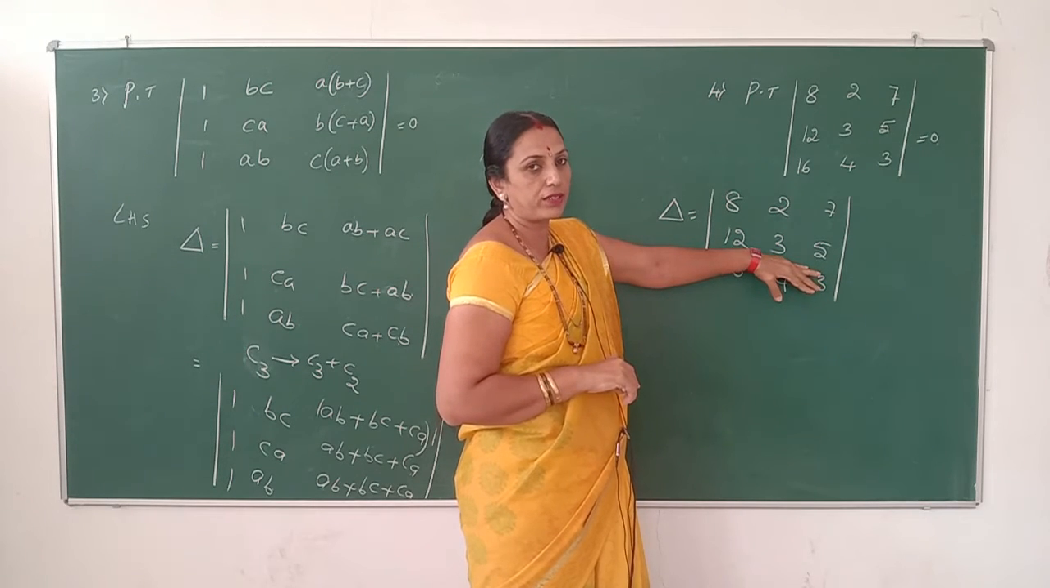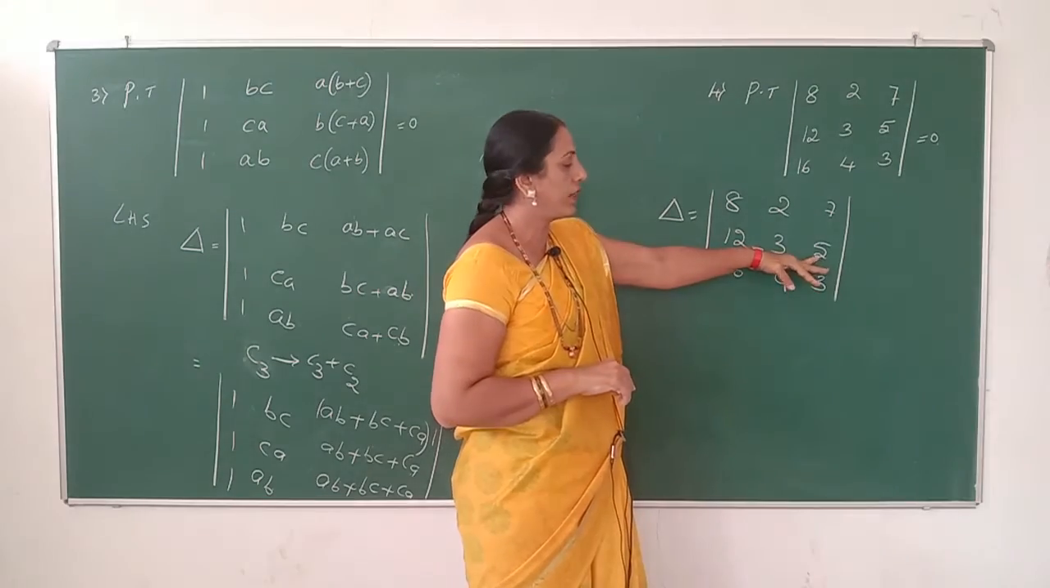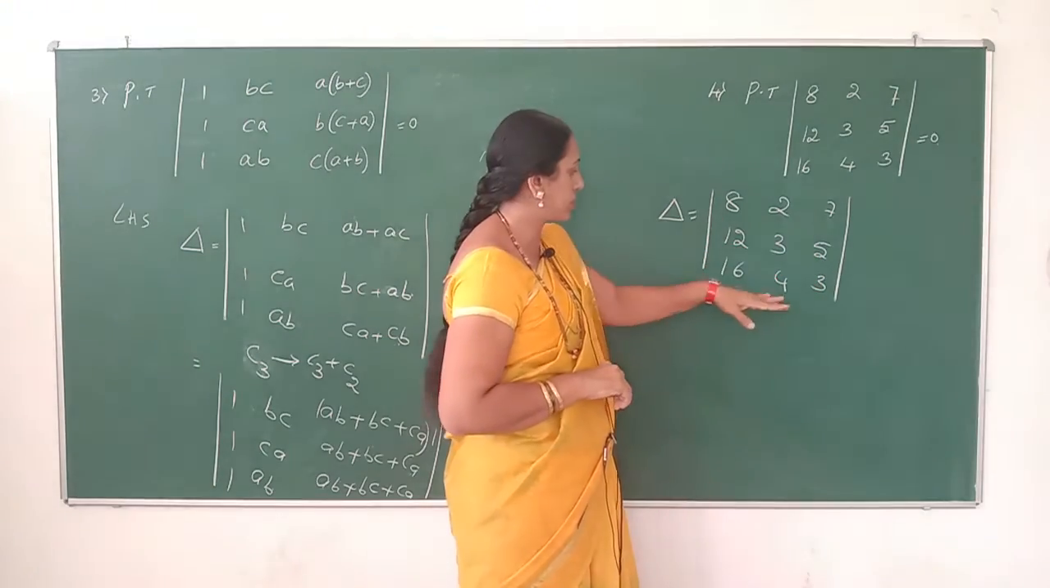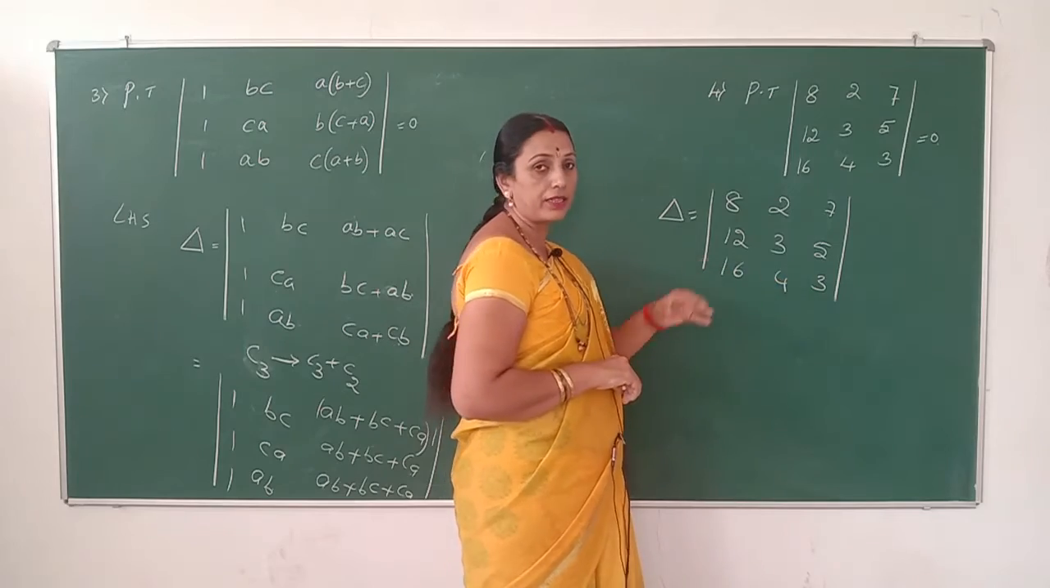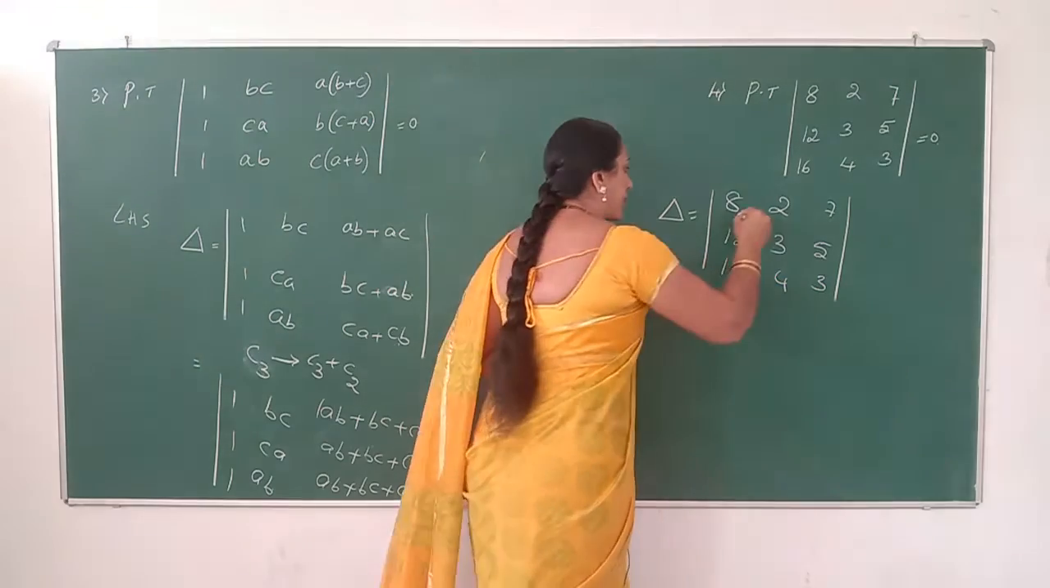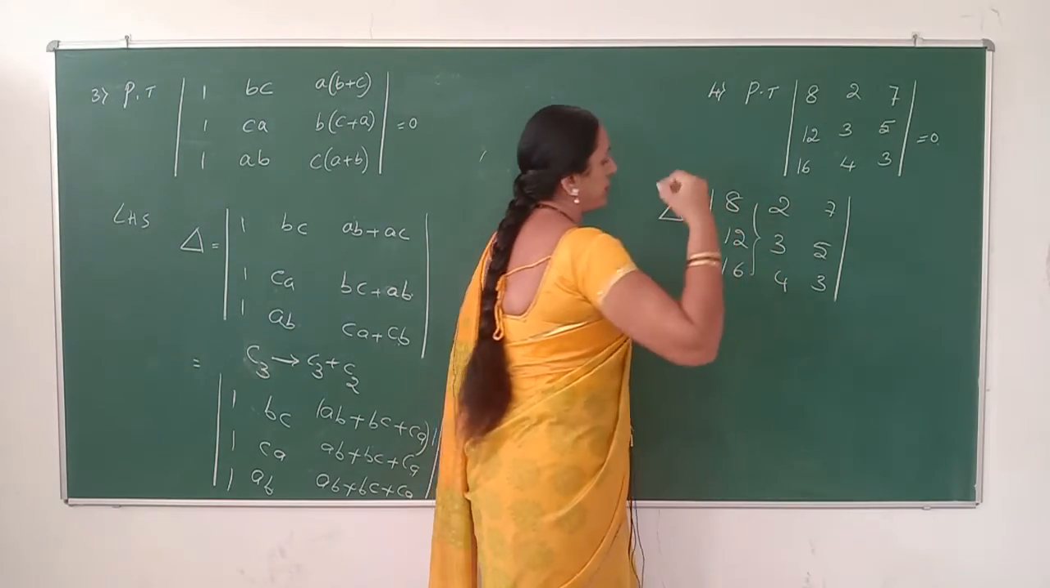So any common factor? No, because 5 and 3 are not a multiple of any numbers. 16, 4, 3. Again 3 is not a multiple of any number. Similarly we'll observe the elements of the first column.